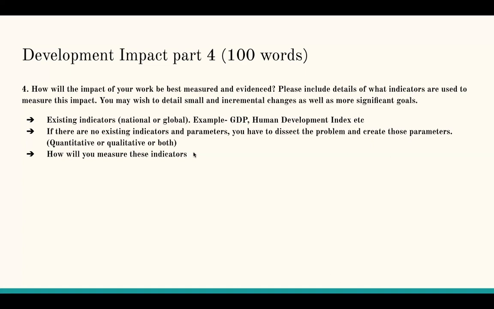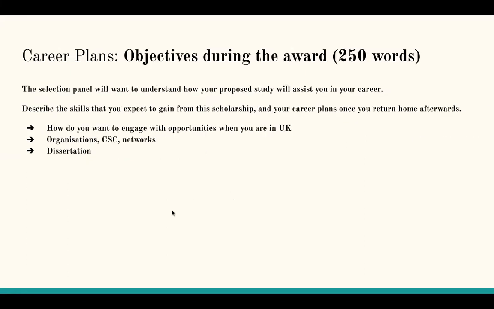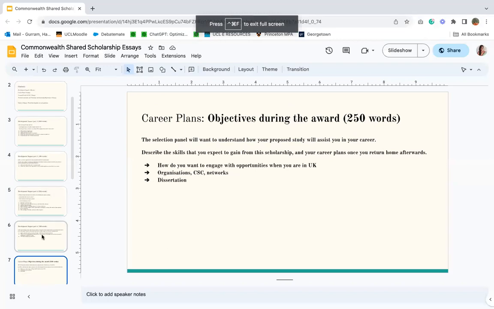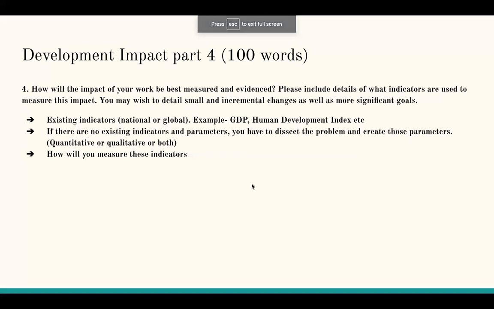You basically have to look at your problem. You have to dissect the problem and figure out, if everything I'm saying right now works well, how am I going to measure? So if I'm saying that all the teachers I'm training are doing well, how am I going to measure? It can be quantitative, it can be qualitative. I can tell that this many teachers are very well aware about gender responsive strategies. They believe in gender equality.